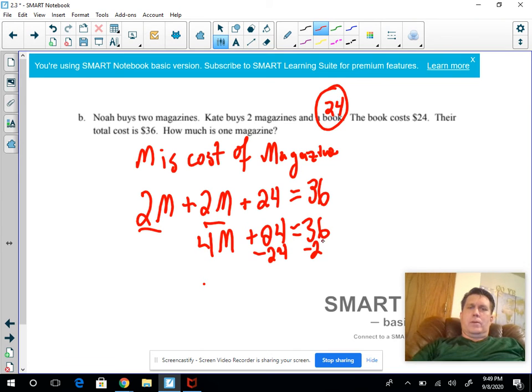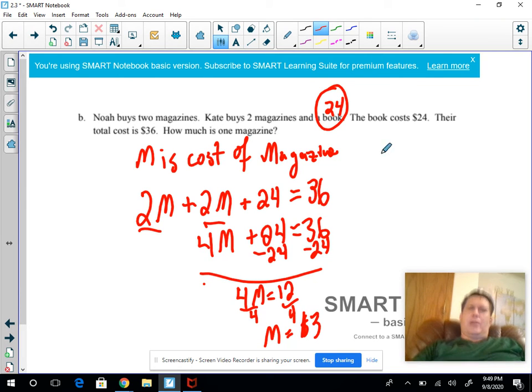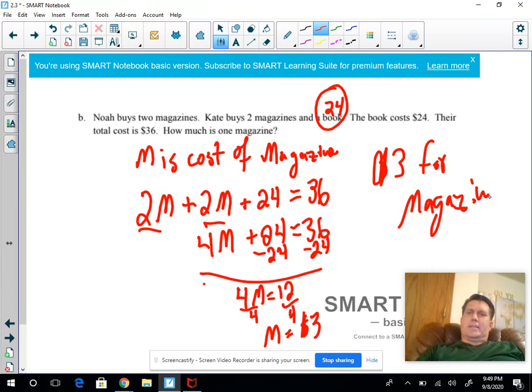Subtract 24, and 4m equals 12. We divide by 4, and m is $3. So it costs $3 for a magazine. Remember, we were looking for the cost of a magazine.